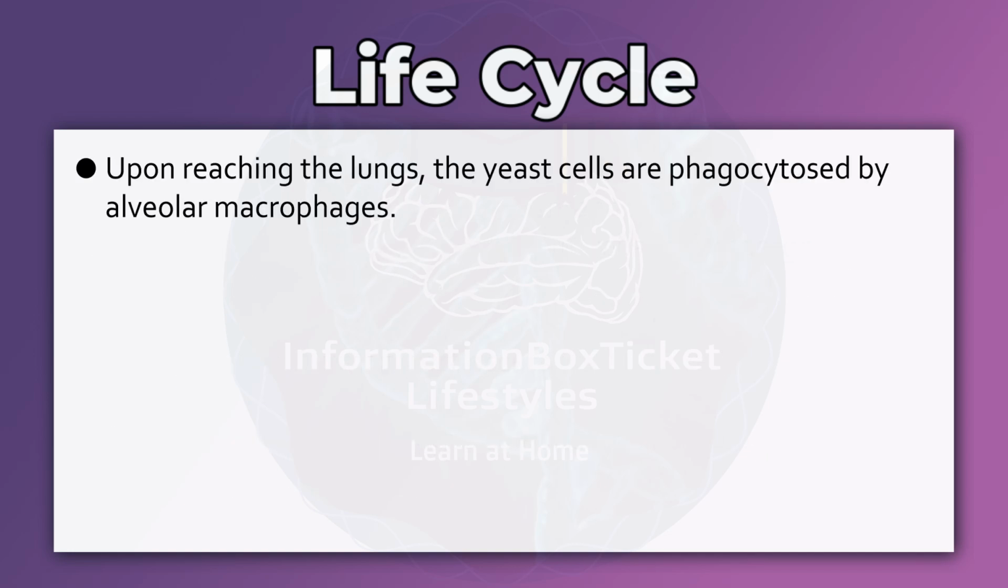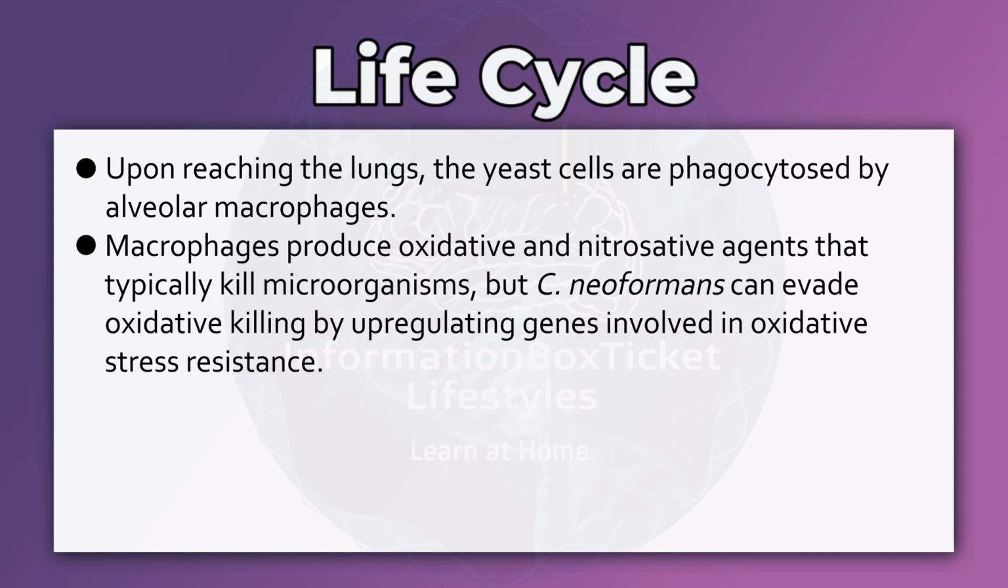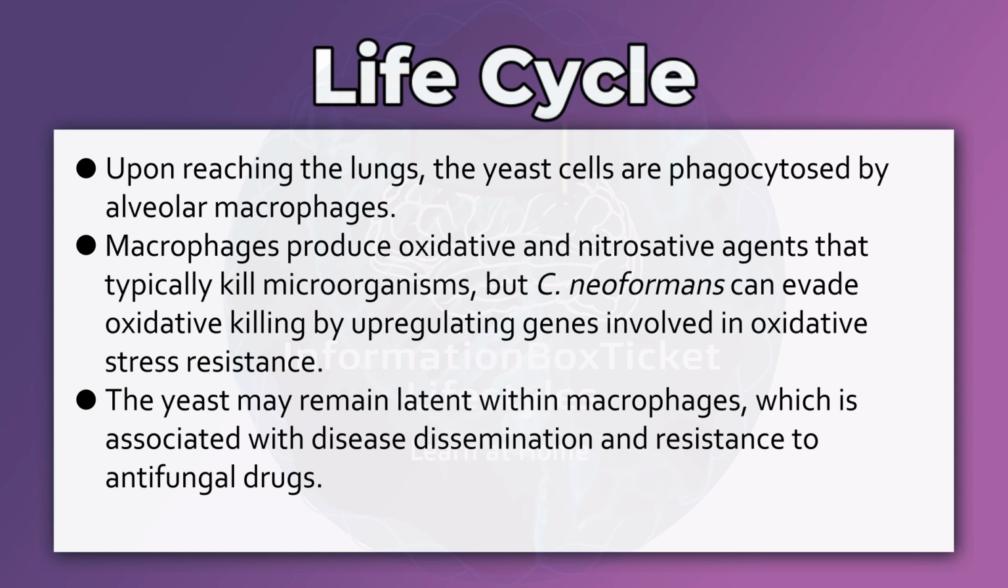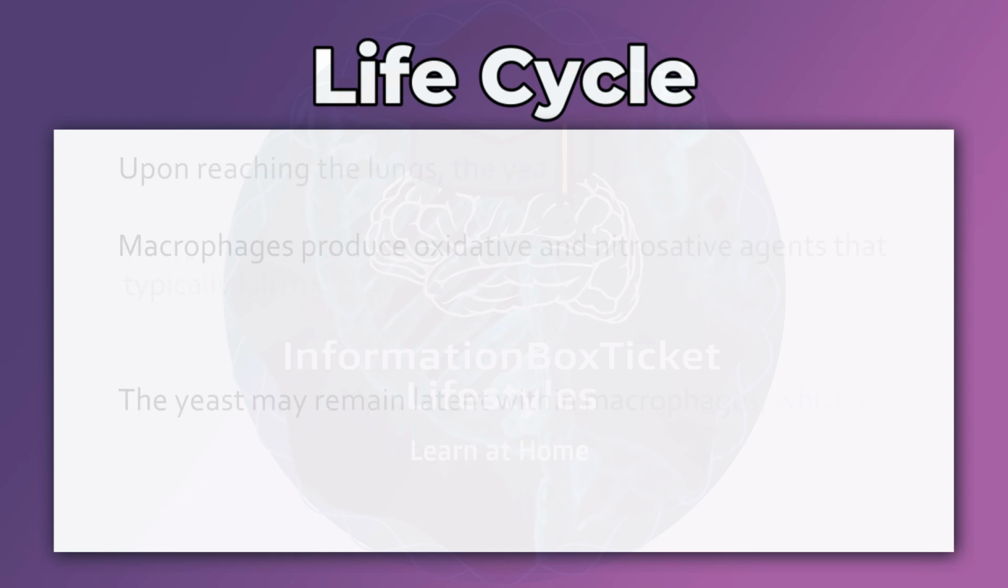Upon reaching the lungs, the yeast cells are phagocytosed by alveolar macrophages. Macrophages produce oxidative and nitrosative agents that typically kill microorganisms, but Cryptococcus neoformans can evade oxidative killing by upregulating genes involved in oxidative stress resistance. The yeast may remain latent within macrophages, which is associated with disease dissemination and resistance to antifungal drugs.